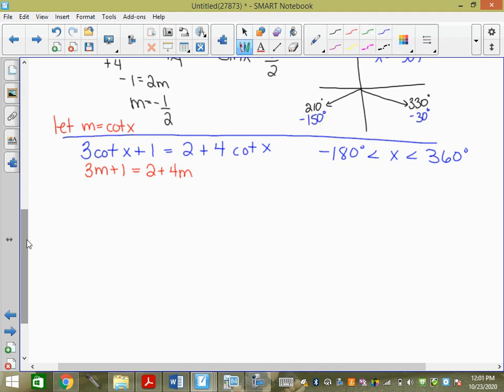That's a lot like the previous one. Subtract 3m. 1 equals 2 plus m. Subtract 2. M equals negative 1. Which means cotan equals negative 1.